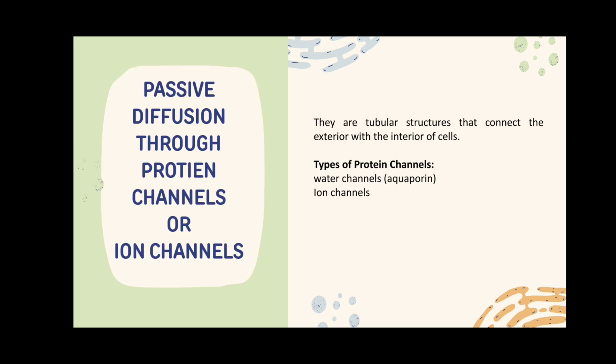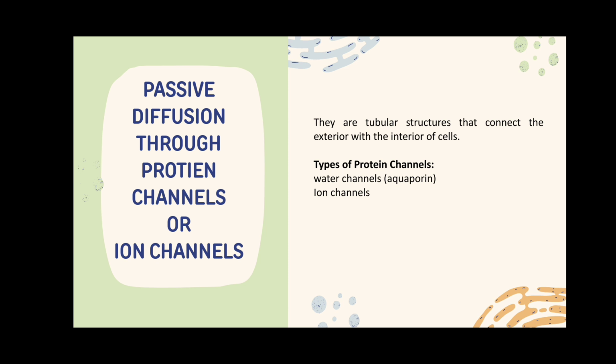Now come to the second, that is passive diffusion through protein channels or ion channels. So in this mode of transport, definitely energy is not used and it is passive, but there are some specific mediator protein channels or ion channels. So they are tubular structures. The protein channels or ion channels are tubular structures that connect the exterior with the interior of the cell. So basically इनका जो location है ion channels का और protein channels का, they are present in plasma membrane. So they connect the exterior of the cell to the interior of the cell.